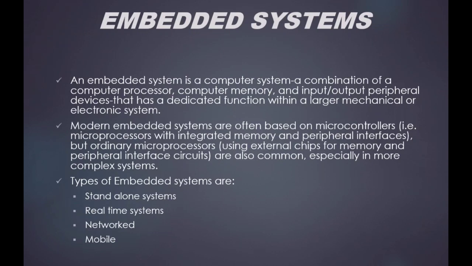There are different types of embedded systems. They are standalone embedded systems, real-time embedded systems, network embedded systems, and mobile embedded systems. Standalone embedded systems are one type of embedded system.